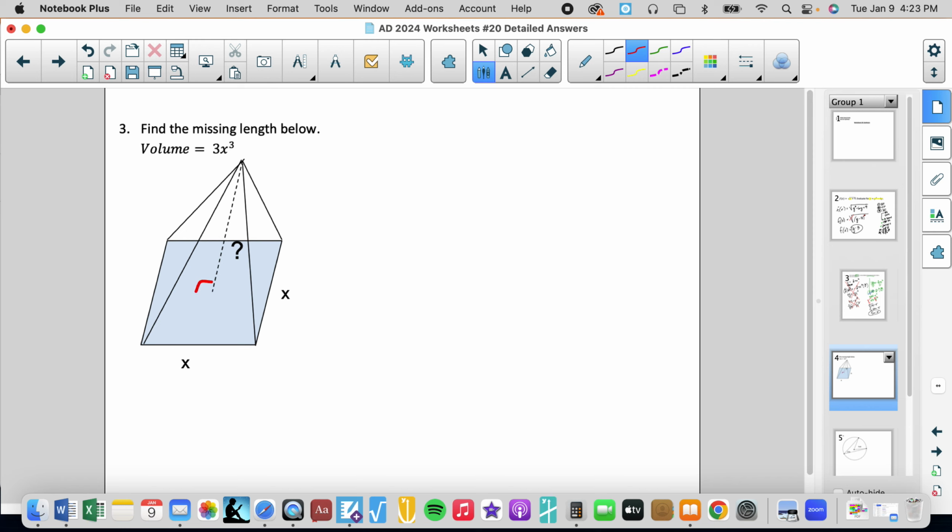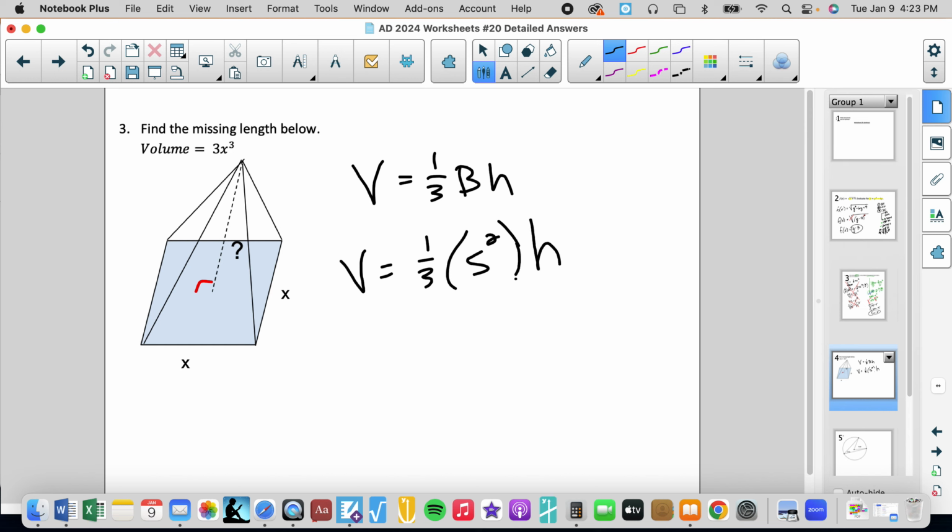Is that perpendicular? I don't know. Volume of a four-sided figure. Volume equals 1/3 big B times h. Volume equals 1/3 times the base shape, which is a square, times the height. The volume equals 3x to the third. And so that equals 1/3 s squared h.